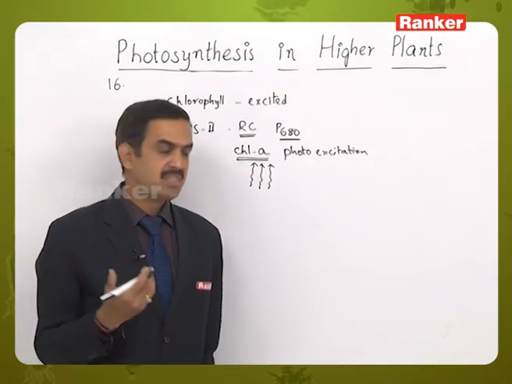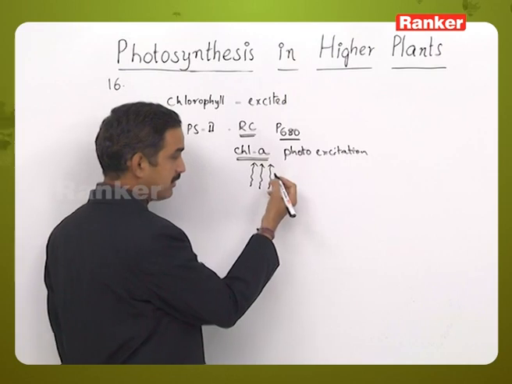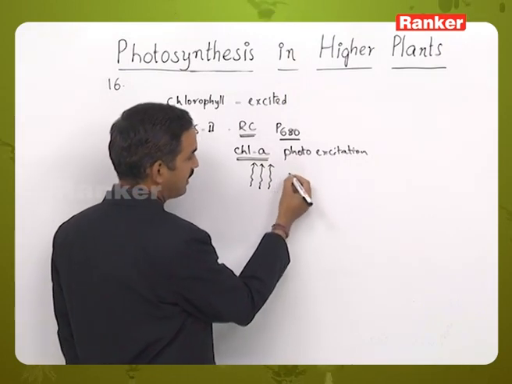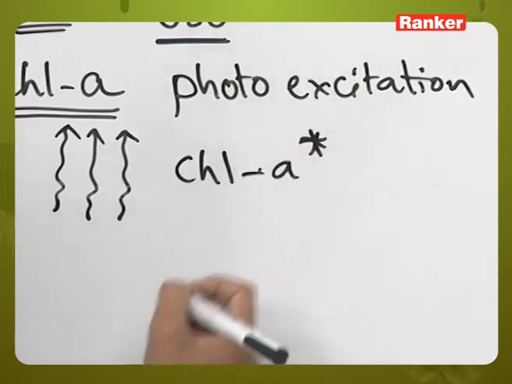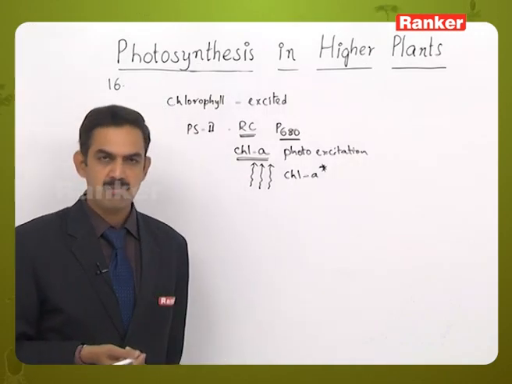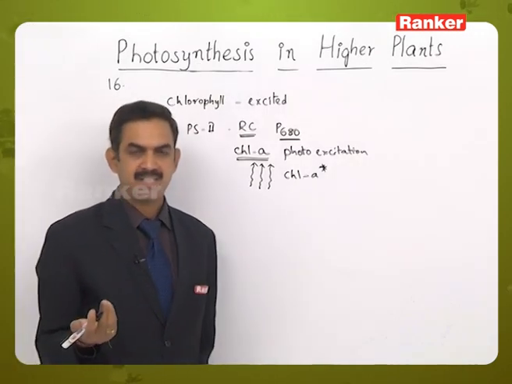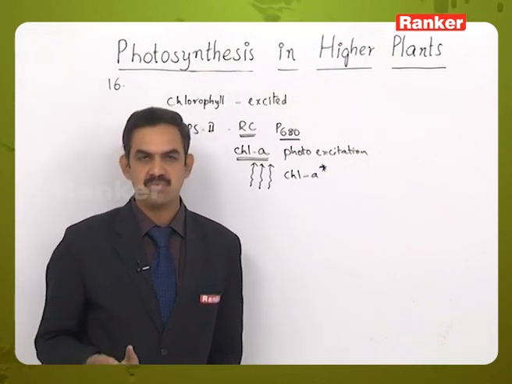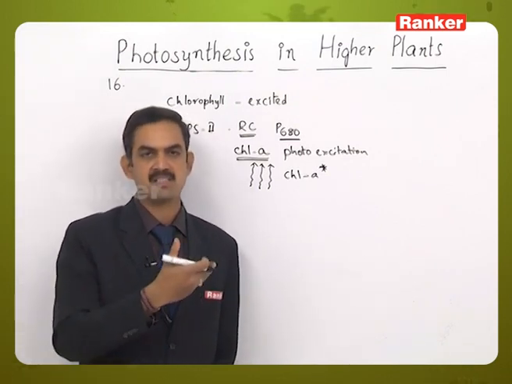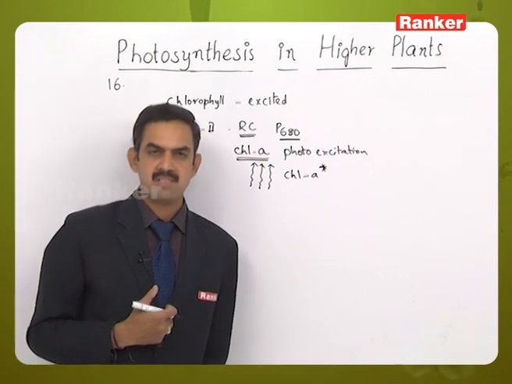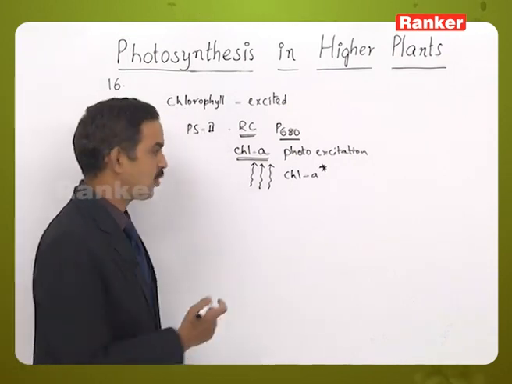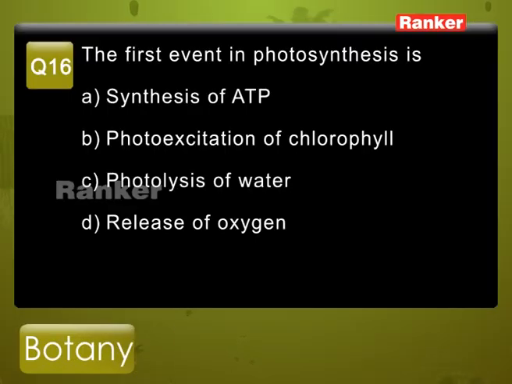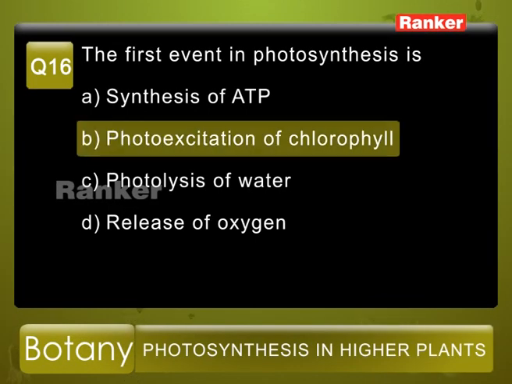Whenever the photo excitation is taking place, the chlorophyll molecule is represented as chlorophyll A with a star mark, and in the process the electron will be lost. The loss of electron will be compensated by the next step, called photolysis of water. We had already seen this in the earlier questions. So the first event in photosynthesis is the photo excitation of chlorophyll molecule. The correct option is B.